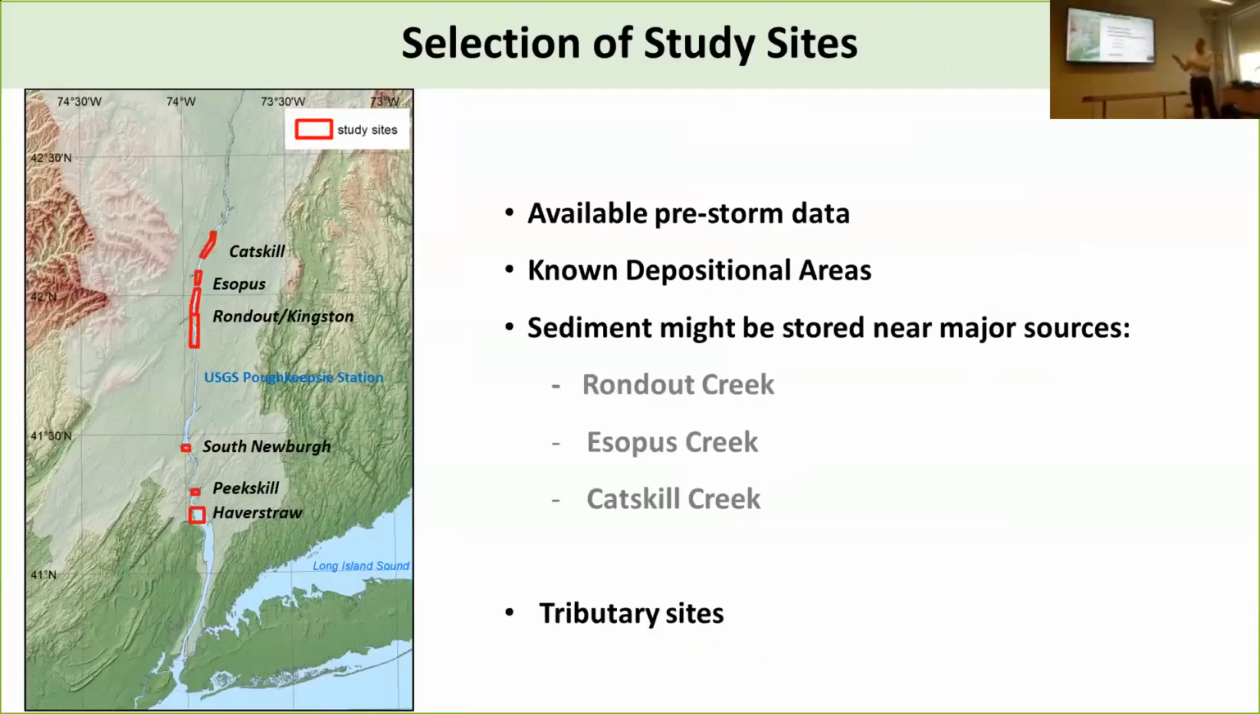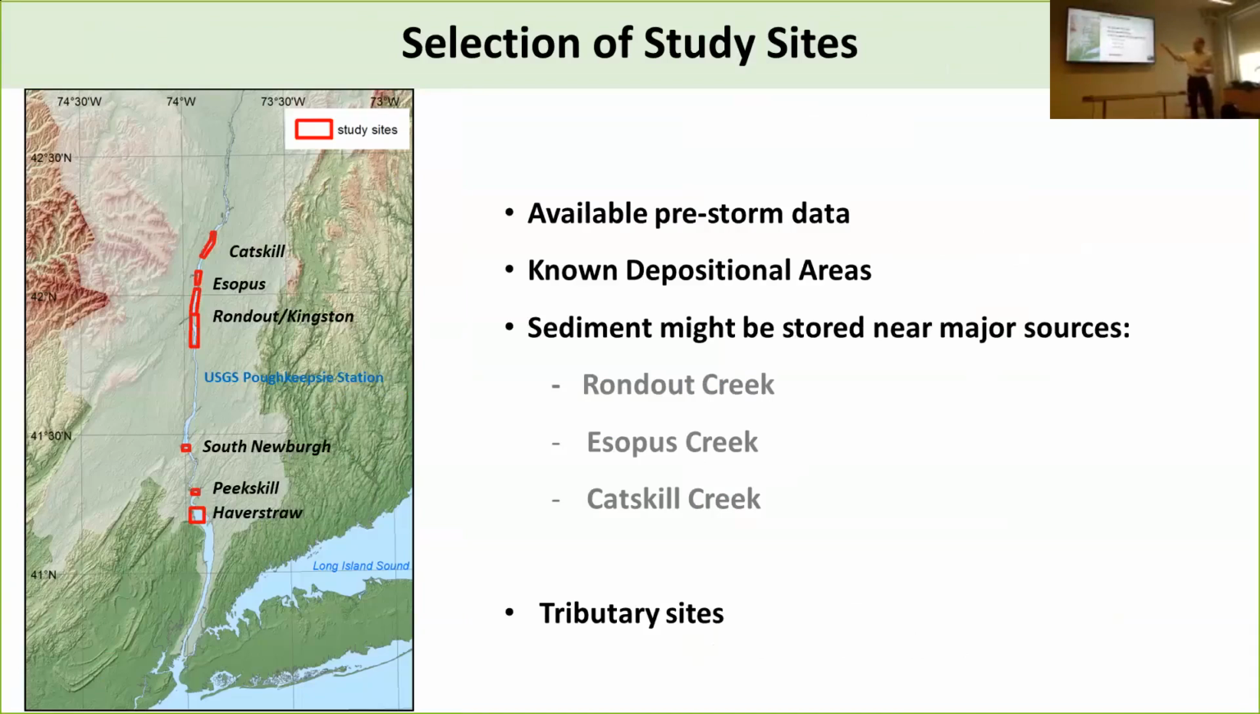It was a multi-year project, and it was not really feasible to repeat the whole survey of the Hudson River. So we selected a few study sites. First, we had to have good pre-storm data, for some of the areas where we thought we would expect the sediment to go, and then we also wanted to look near the main potential sources from the tributaries. So that's why we chose those areas. We knew Haverstraw was a traditionally big depositional site, and we had very good data, so we wanted to look there and make a comparison.